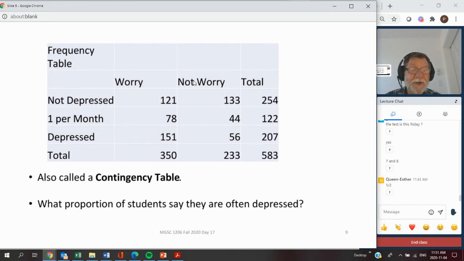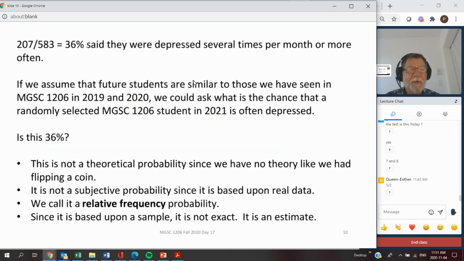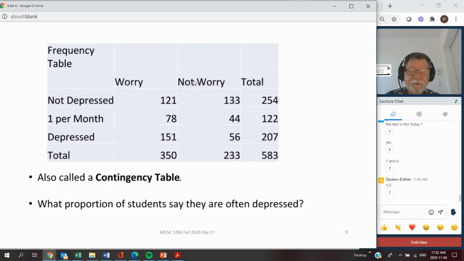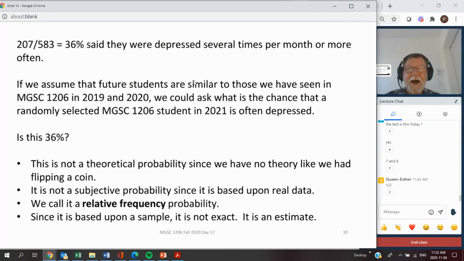And so let's start out and ask, how often is depression? So what proportion of students say they're often depressed? And we're just analyzing the data, just like you did some stuff similar to this in your assignment before the second assignment, I guess. If you look at that table, there were 207 that said they were depressed. I've got 583 students. So I could say that 36% said they were depressed several times per month or more often than that. Okay? That's just a proportion from a sample.